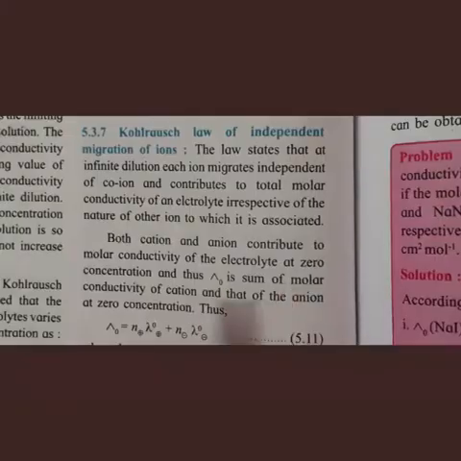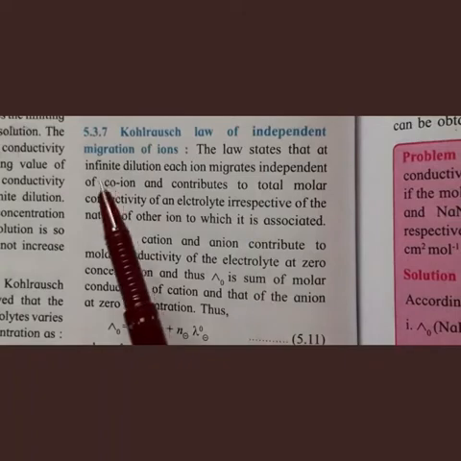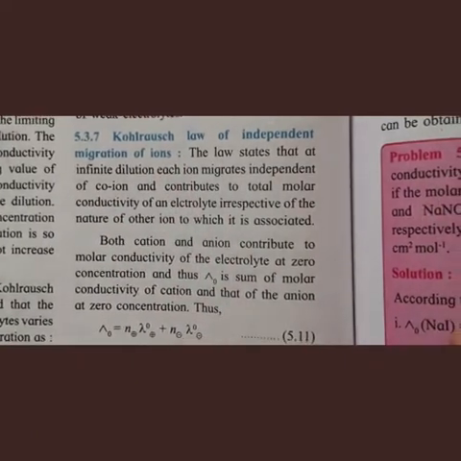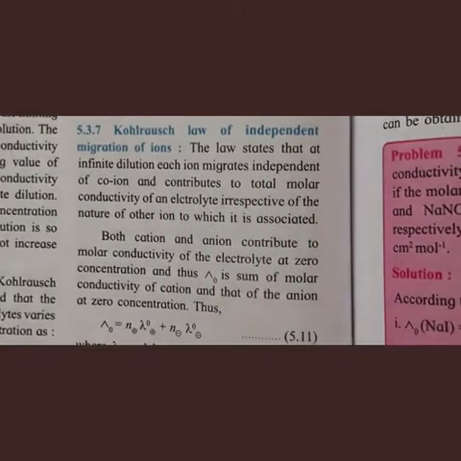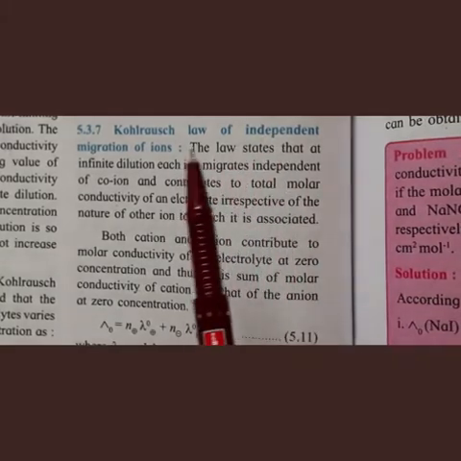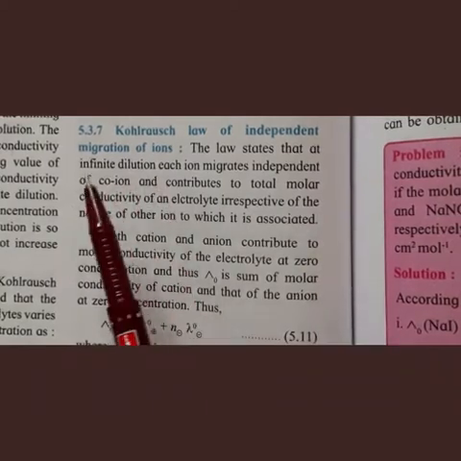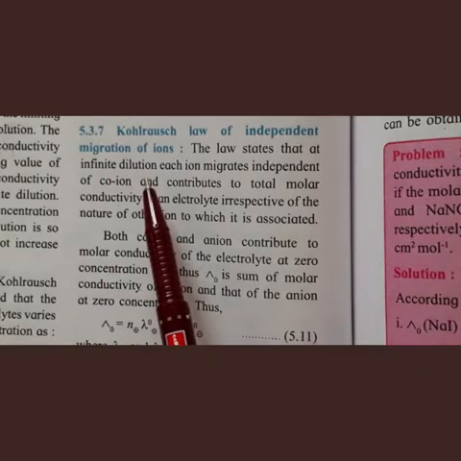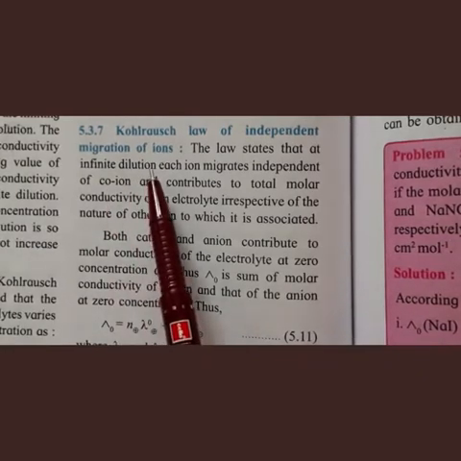Let us see the next point. This is very important: Kohlrausch law of independent migration of ions. They ask it in the exam: what is Kohlrausch law of independent migration of ions, and give its application. Let us see the statement of the law first. The law states that at infinite dilution, meaning zero concentration, further dilution is not possible at this state. That is called infinite dilution or zero concentration.